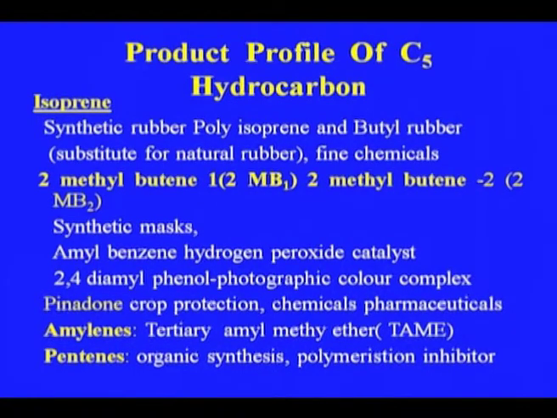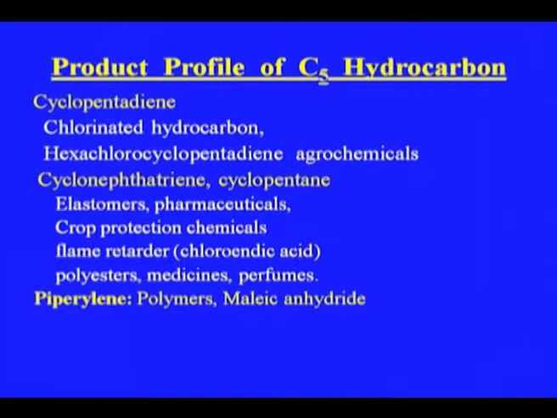Hydrogen peroxide, catalyst, 2,4-dimethyl phenol, photographic chemicals, phenidone, crop protection chemicals, pharmaceutical industry, amylenes, tertiary amyl methyl ether, which is the same amylene we are getting. Pentenes, organic synthesis and polymerization inhibitor. Cyclopentadiene, which you make chlorinated hydrocarbon, hexachlorocyclopentadiene, agrochemicals, then cyclopentadiene, cyclopentane, elastomer, pharmaceutical, crop protection, flame retardant, and then another important product we are getting, piperylene, for polymers and maleic anhydride.